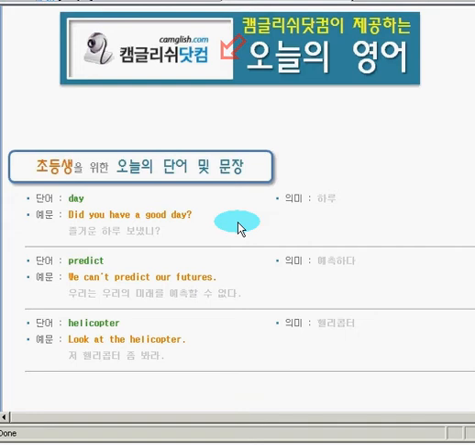On this video, we will try to study more words from the vocabulary book Today's English. Let's start with the easy words first. This level is for the elementary students. The word is day. Day.